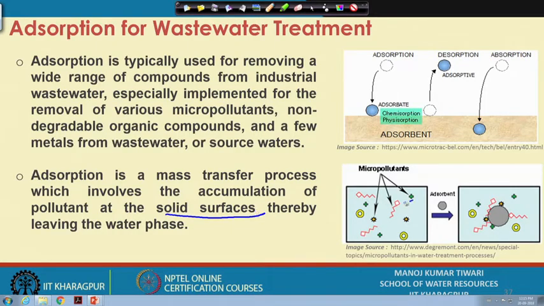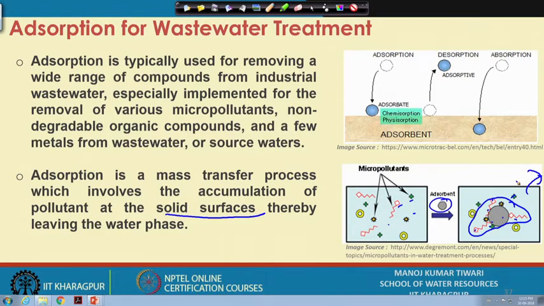So, we have various micropollutants. Now, when we add an adsorbent to this water, these particles come and interact with the surface of the adsorbent, and when we make the water pass through, these particles are retained on the surface of the adsorbent, and the concentration of these contaminants reduces in the water which passes through the adsorbent media.